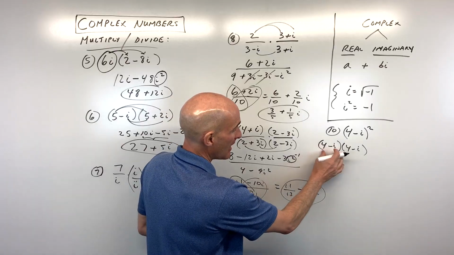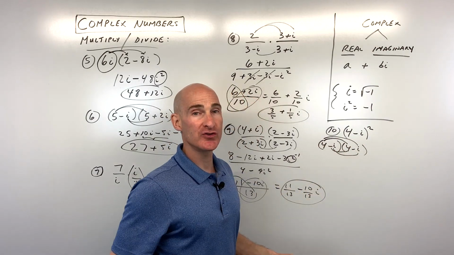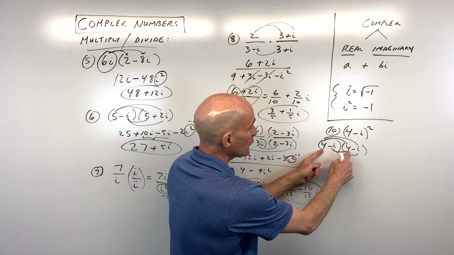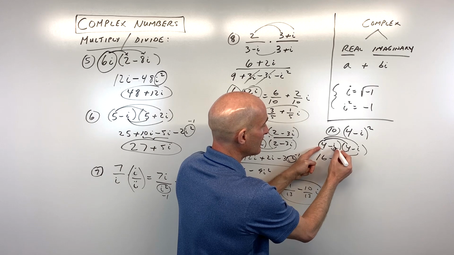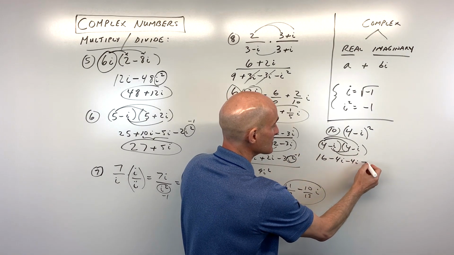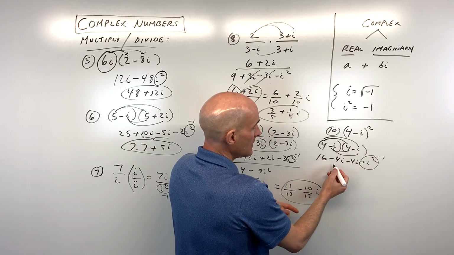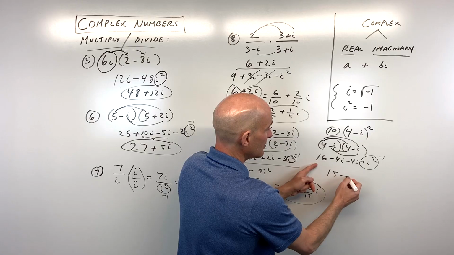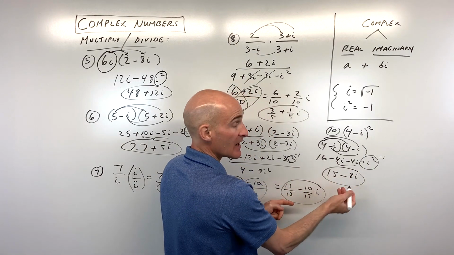And then because it's a binomial times a binomial, you have to distribute twice, or if you know the FOIL, you can use the FOIL method. So let's do that. So 4 times 4 is 16. 4 times negative i is negative 4i. Negative i times 4 is another negative 4i. And negative i times negative i is positive i squared. Of course, we know i squared is negative 1. Plus 16 is 15. And then these two add up to negative 8i. So that's your a plus bi form.